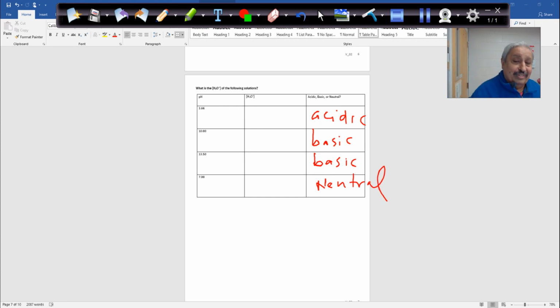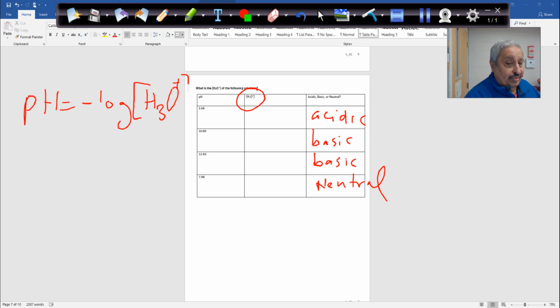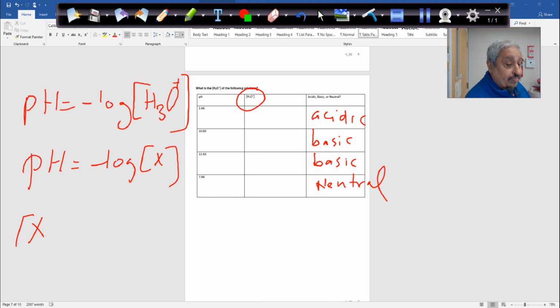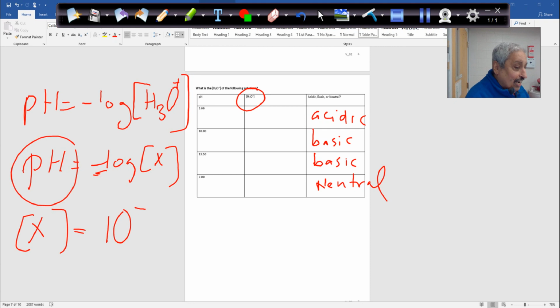Now, how in the world do we get the hydronium concentration? Well, it turns out the pH is minus log of the hydronium ion. If you remember from 8th or 9th grade math, if I have pH equals minus log x and I want to get the x, what's the anti-function of log? Exponential of 10, with a minus here and the value here, minus pH.